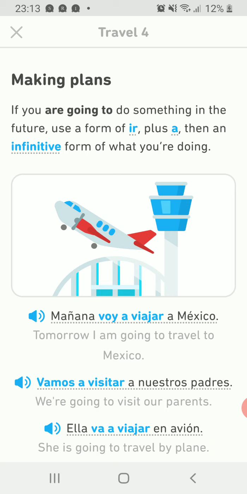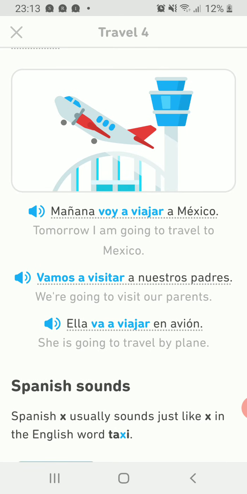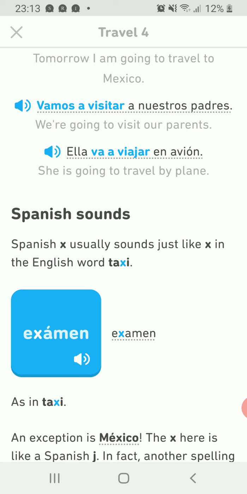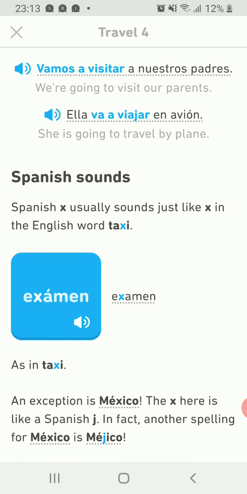Making plans. If you're going to do something in the future, use a form of ir plus a, then an infinitive. So we have seen this before, infinitive form of the verb of what you're doing. So mañana voy a viajar a México. Tomorrow I'm going to travel to Mexico. Vamos a visitar a nuestros padres. We're going to visit our parents. And ella va a viajar en avión. She is going to travel by plane.